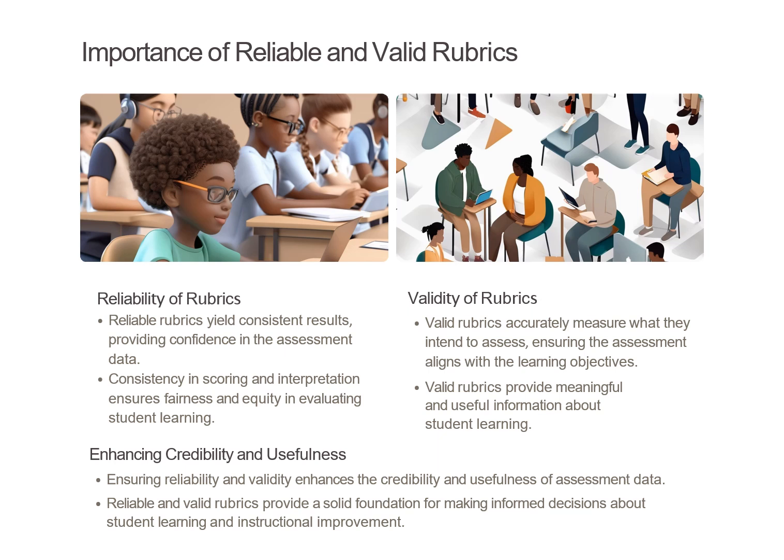Validity is about ensuring your rubric measures what it's supposed to measure. You know you're on the right track when your rubric aligns closely with your learning objectives. Valid rubrics provide meaningful insights into student learning, offering a clear picture of their progress and areas for improvement.